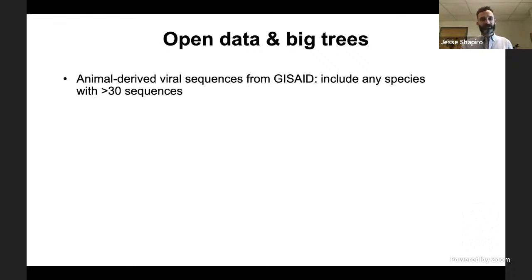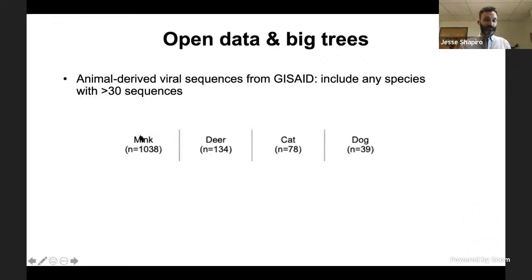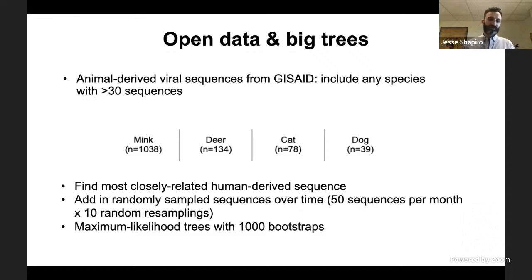We want to do a statistically robust analysis, so we only looked for a reasonable sample size. And so this came down to mink is really, really well sampled, deer with just over 100 sequences, and cats and dogs with a more modest number of sequences, but we still can have a look. So what she did is, we have these animal-derived sequences. She found the most closely related human-derived sequence. So that's its most likely closest relative on a tree that maybe was involved in a recent transmission. She also added in, to fill out the tree, randomly sampled sequences over time.